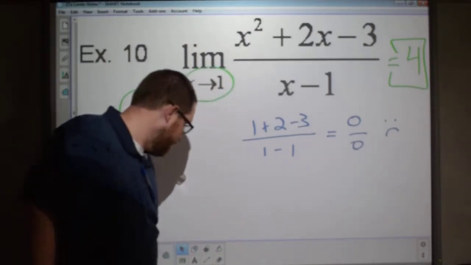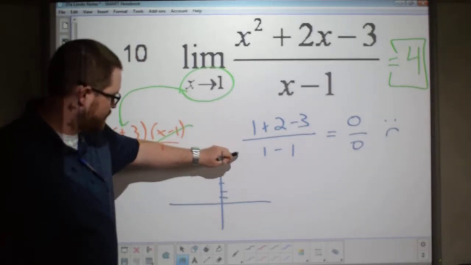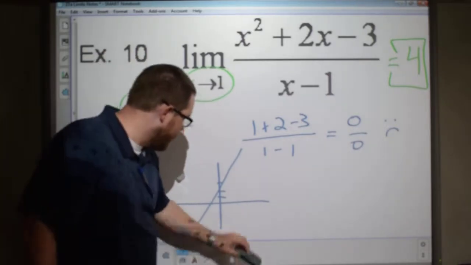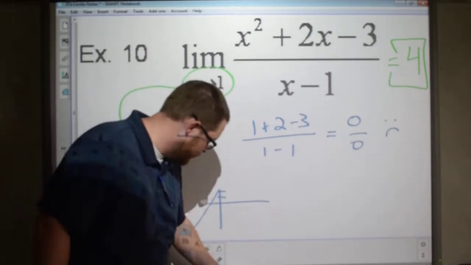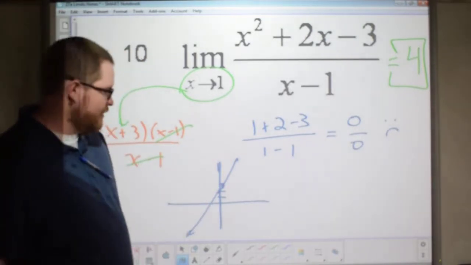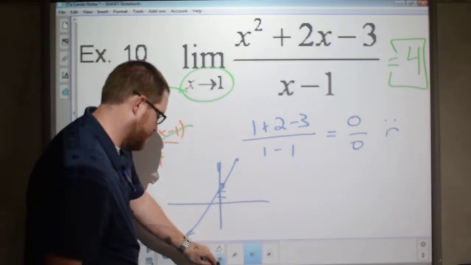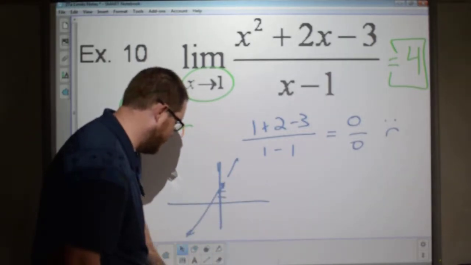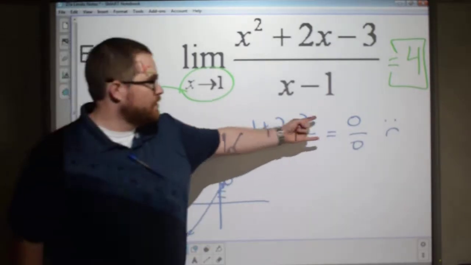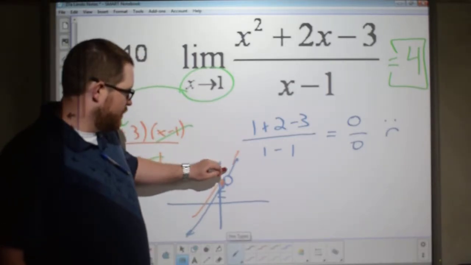What's that look like on a graph? How does that happen on a graph? Your graph's going to look like this. It's going to be a line that goes through the y-intercept of y equals 3. Except it's going to have a hole right here at 1. That's why the graph doesn't exist. That's why we ended up with 0 over 0 when we plugged it in. But the limit exists, because you can see that both sides are going to the same place.